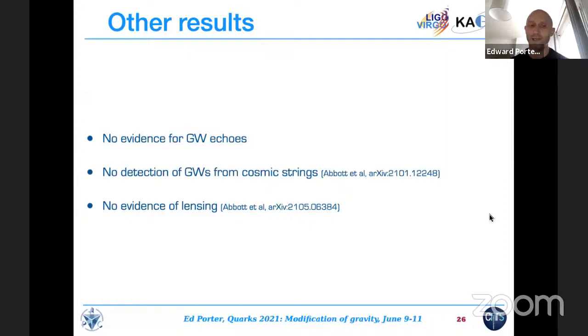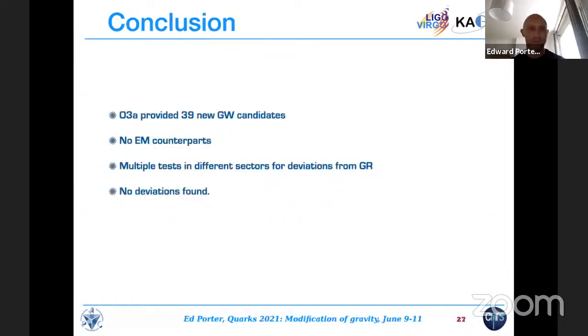And while we had a couple of tantalizing systems, we again have found no evidence of lensing in any of the current events. So with that, I will conclude. O3A gave us 39 new candidates. We have no electromagnetic counterparts, which does make some tests of general relativity quite difficult.